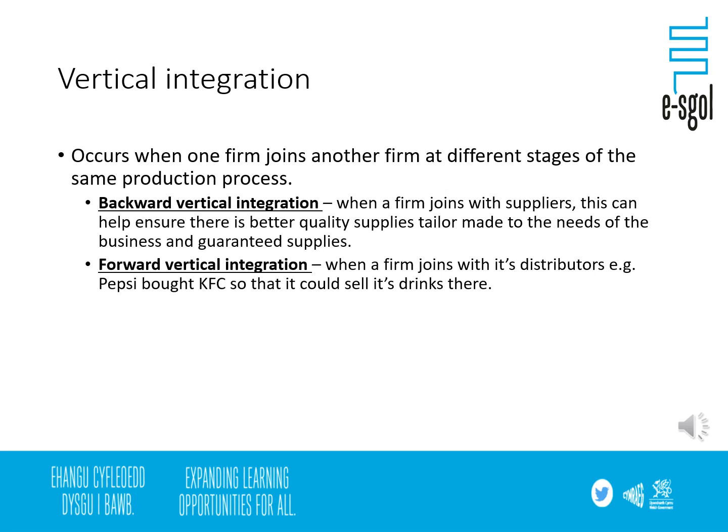So if we think about, let's say KFC decided to buy Pepsi in order to make sure that Pepsi was supplying their restaurants, for example. Forward vertical integration is when a firm joins with its distributors. So if we look at this example here where Pepsi has actually bought KFC, so it could sell its drinks there. So that's forward vertical integration. And backwards would be if KFC bought Pepsi.